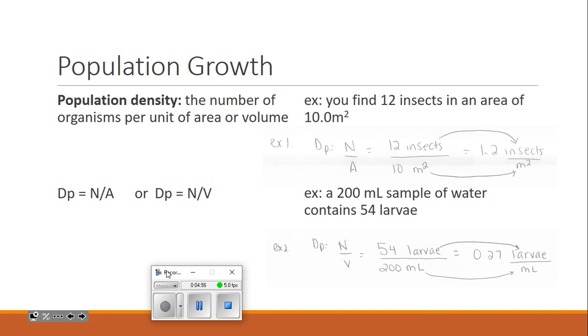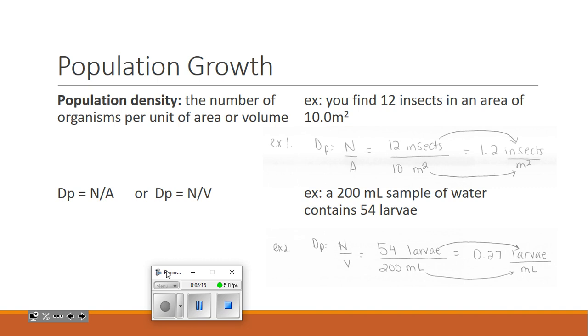In this question, there were 54 larvae and 200 milliliters. So 54 divided by 200 is 0.27 larva per milliliter. I knew that was my units because it's the units the question gave me.